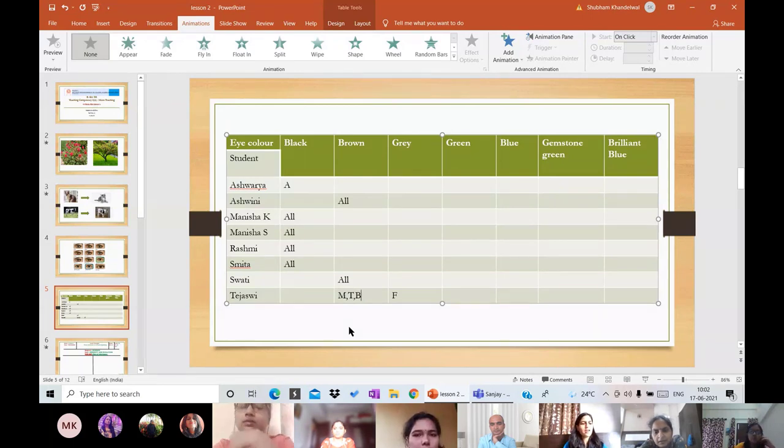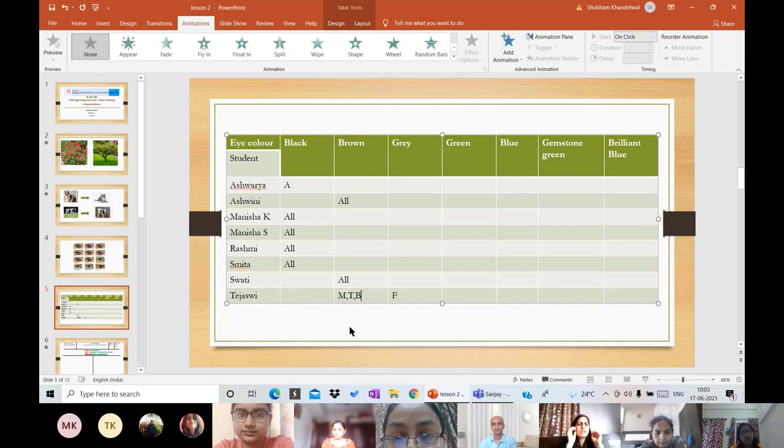Who is saying may I? Swati here, ma'am. Yes, Swati, tell me. Ma'am, almost all family members have the same characters, the same color of eyes. Mostly, whatever color of eyes the parents have, it is most likely that their offspring also have the same color of eyes. Very good. My students are the best observers, I can see.